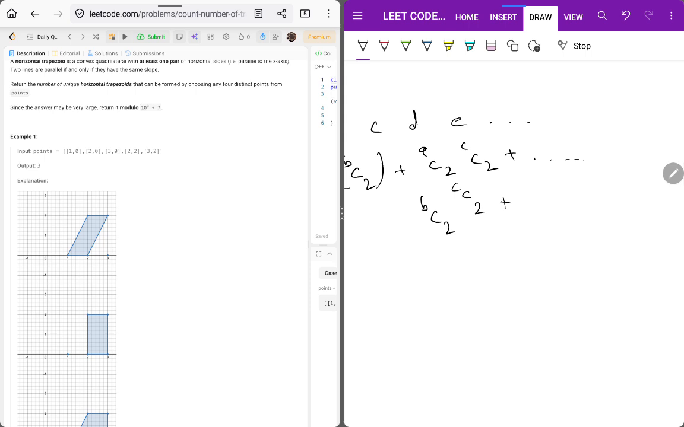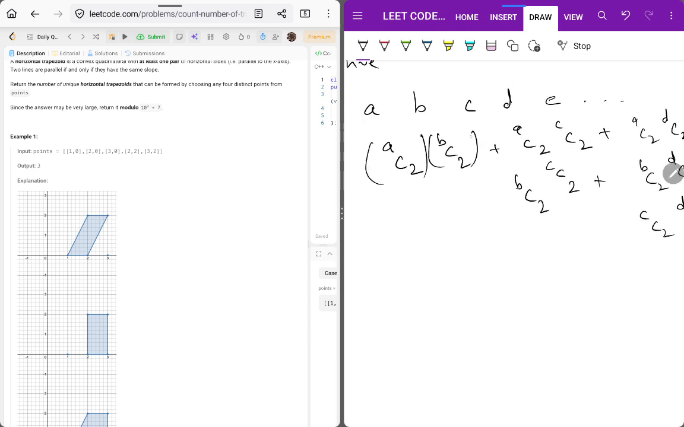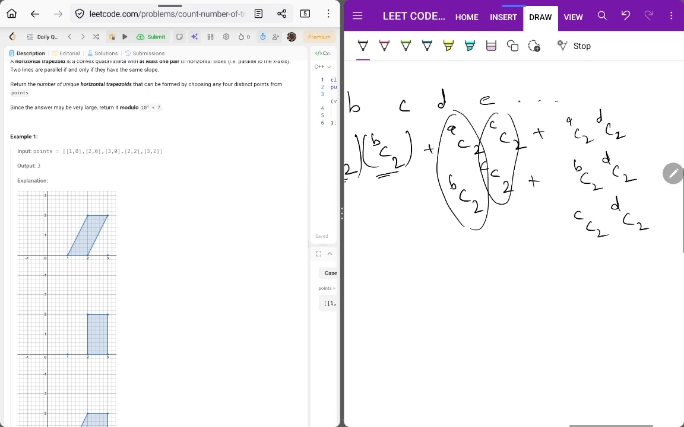Let's go for one more. Here we choose 2 points from A and 2 points from D. Here we choose 2 points from B and 2 points from D. Then we choose 2 points from C and 2 points from D. As you can see, a pattern is forming. So what is the pattern? AC2 into BC2. Over here AC2 plus BC2 into CC2. Here AC2 plus BC2 plus CC2 into DC2.